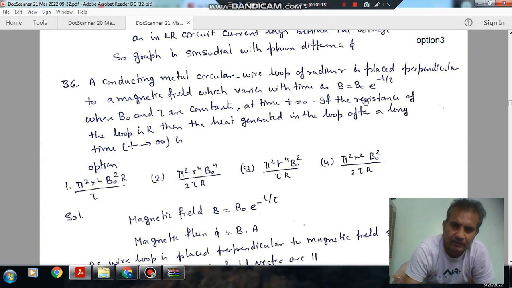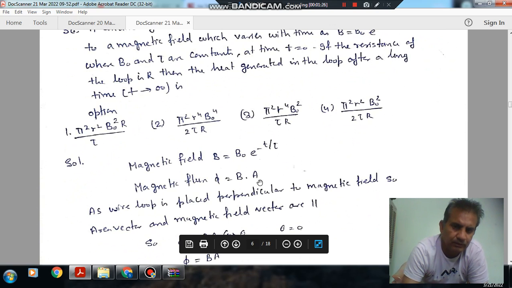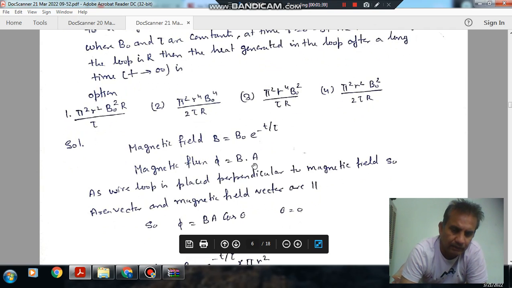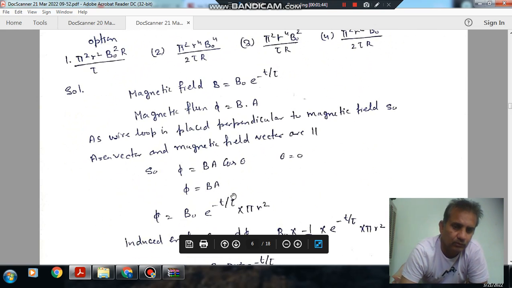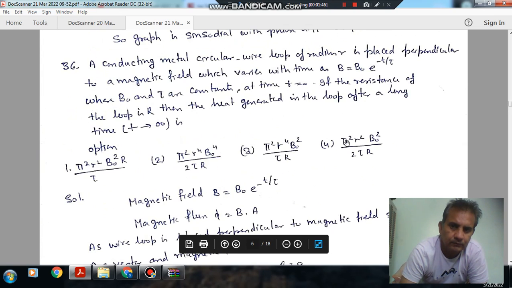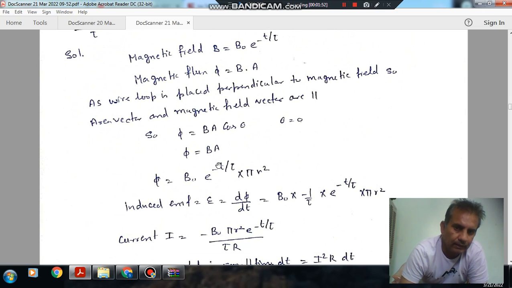So the magnetic field is given as B equals B naught e to the power minus t by tau. The magnetic flux is B dot A. As the wire loop is placed perpendicular to the magnetic field, the area vector of the wire loop and the magnetic field vector are parallel. So the flux is B A cos theta, where theta is 0. So the flux is B A, where B is B naught e to the power minus t by tau, and A is pi r square. So this is your flux.